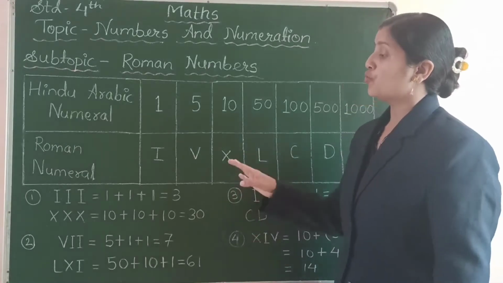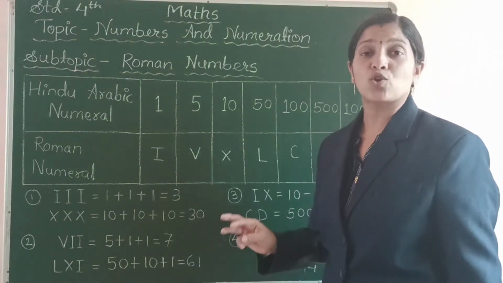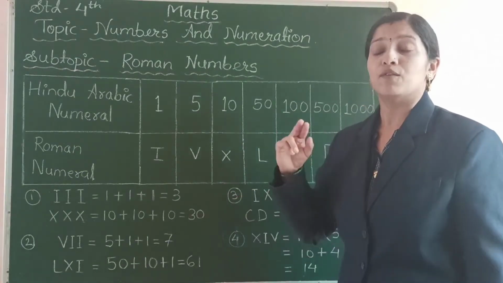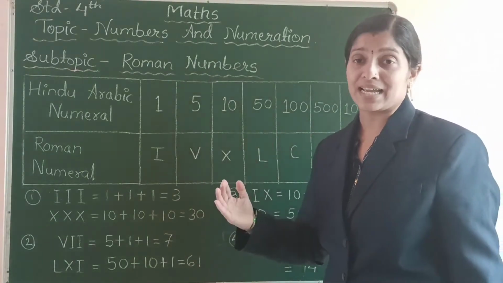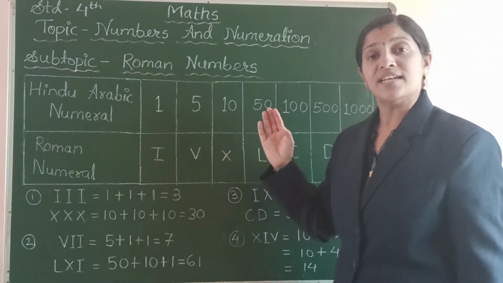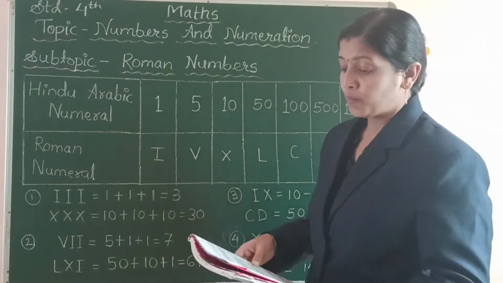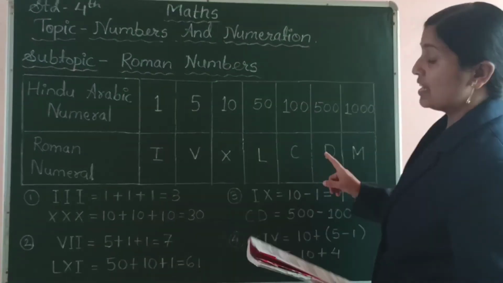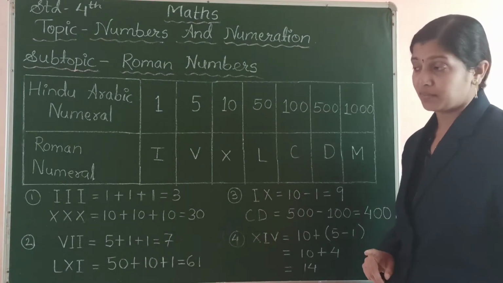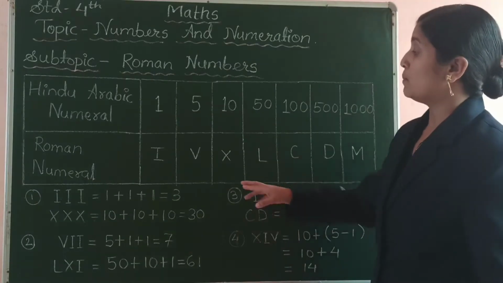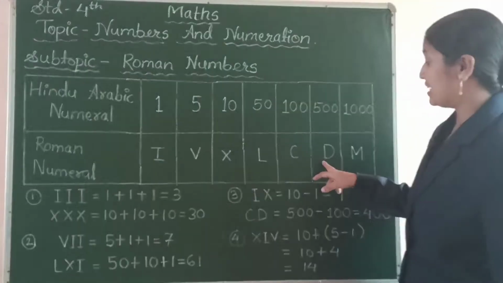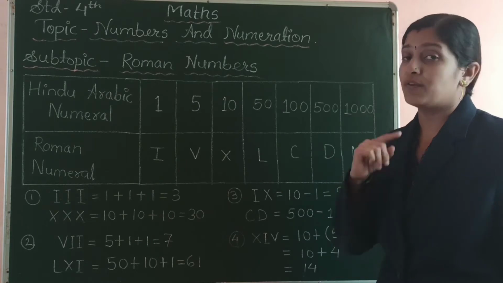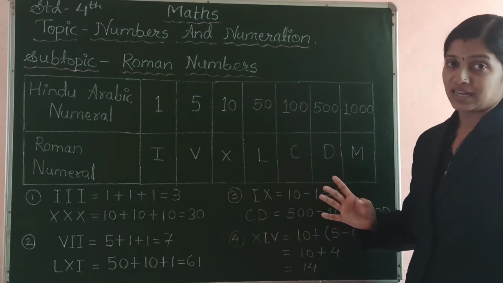So we have to use I and X only 3 times: 1 time, 2 times or 3 times. We can't use it more than 3 times when forming any number. Also the symbols V, L and D can never be repeated in any number. Whenever we make use of V, L and D in any number, we have to use them only once. We can't repeat them a second time.